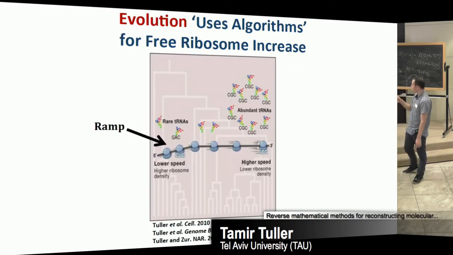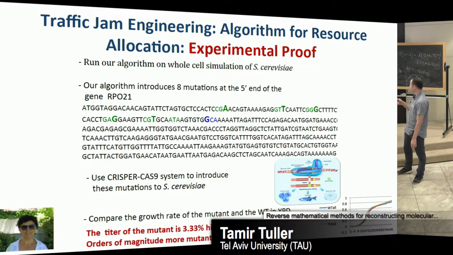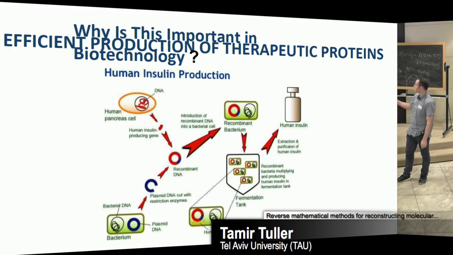And it's related to the ramp that we published a few years ago. We performed an experiment, introducing silent mutations based on these models in a few genes, and we were able to show that indeed we improved the titer of the mutant relative to the wild type after a few hours, and this is statistically significant, okay? So this is interesting. A few silent mutations seem to improve the growth rate. And this is, of course, important for biotechnology, for heterologous gene expression.